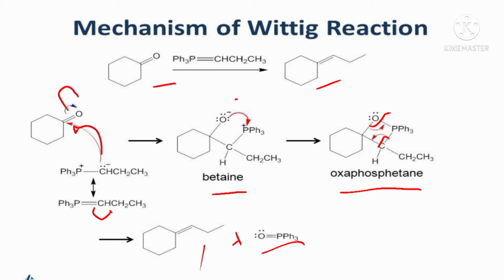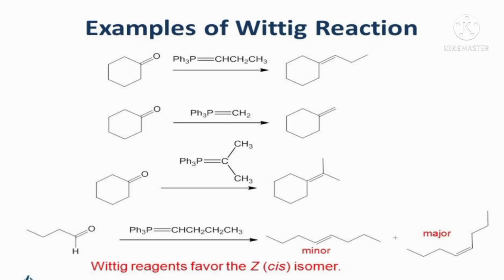This is all about the mechanism of the Wittig reaction. First, the phosphorane is converted into the phosphorus ylide, then the phosphorus ylide reacts with the ketone to form the betaine, then the betaine is converted into the oxaphosphetane, and then elimination takes place to form the alkene. Now see some examples of the Wittig reaction.